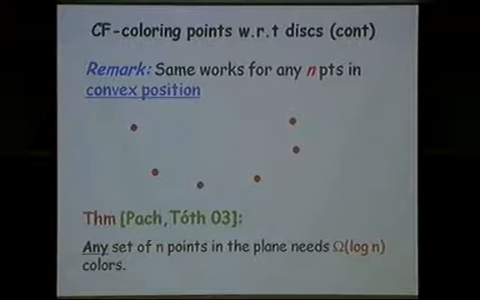Omega means there's an absolute constant, and it's always at least that constant times log n colors. So it's at least this many. Not only does there exist a set of endpoints that needs this many, any set of endpoints needs at least that many colors. Okay, what about sufficiency?